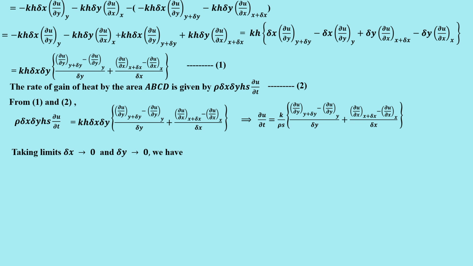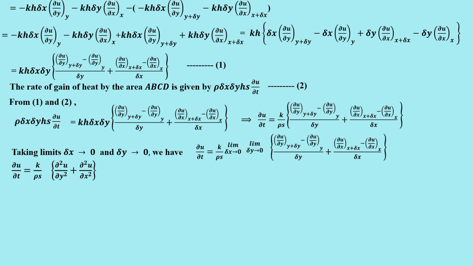Taking the limit as del x tends to 0 and del y tends to 0, we have ∂u/∂t equal to k by rho s. We are taking the limit on the above term, right? So ∂u/∂t is equal to k by rho s. Normally, we know the differentiation definition: f of y plus del y minus f of y by del y, as the limit delta y tends to 0, is f dash.